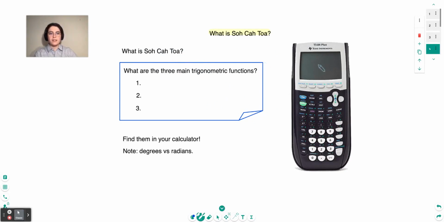But for now, I want you to take out your calculator and try to find the three main trigonometric functions. And you will find that you have three buttons, one that says sine, one that says cos, and one that says tan. So you'll see we have sine, cosine, and tangent. These are our three main trigonometric functions. I also want to make a note that you can have your calculator in degrees or radians, but in this video, we're going to use degrees. So make sure to go to your calculator, click on the mode button, and change to degrees if it's not already in degrees.